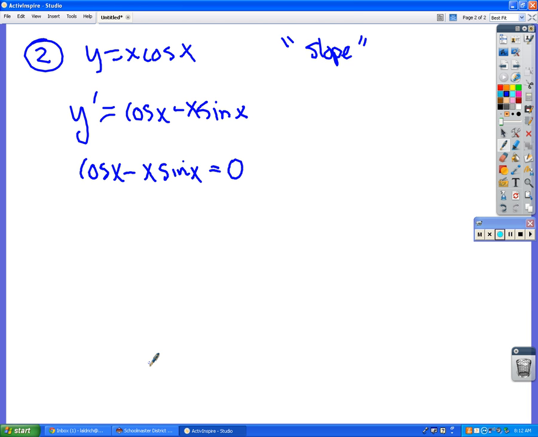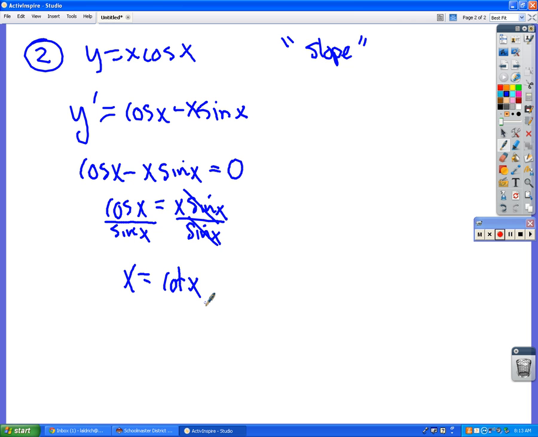What did you say you want to do? Add x sine of x to both sides. Divide by sine of x because we're trying to get the, that's definitely so that cancels out. So x equals cosine over sine, which is definitely cotangent. Is that one of our choices? No. No? 1 over x equals tangent of x.